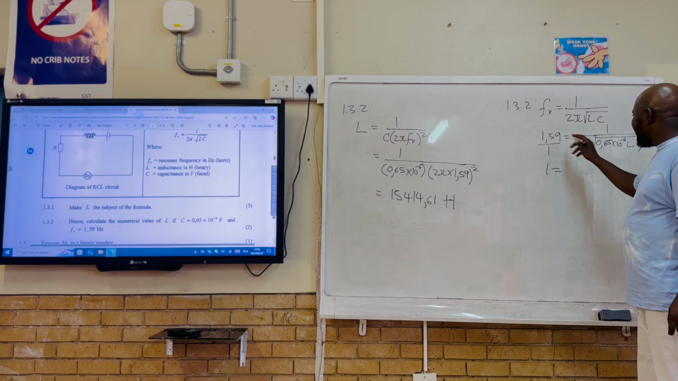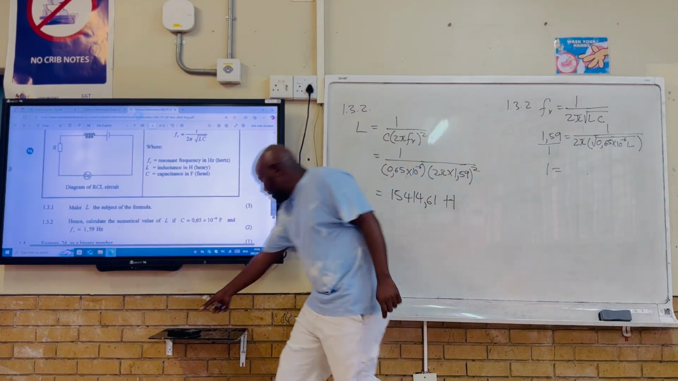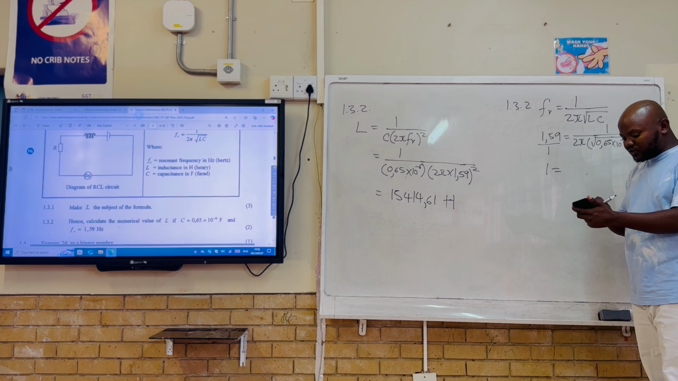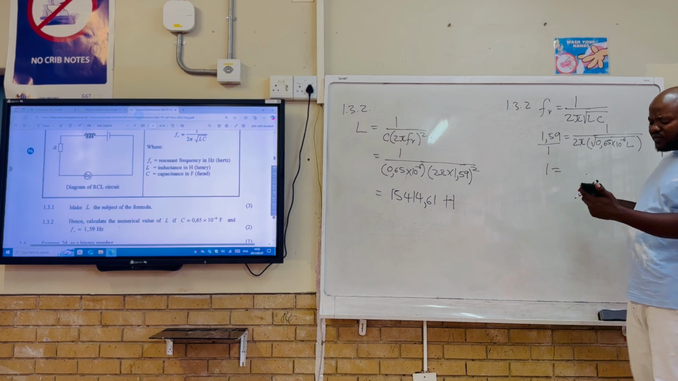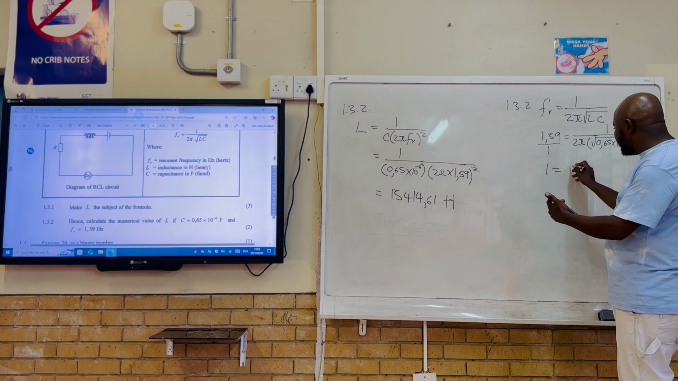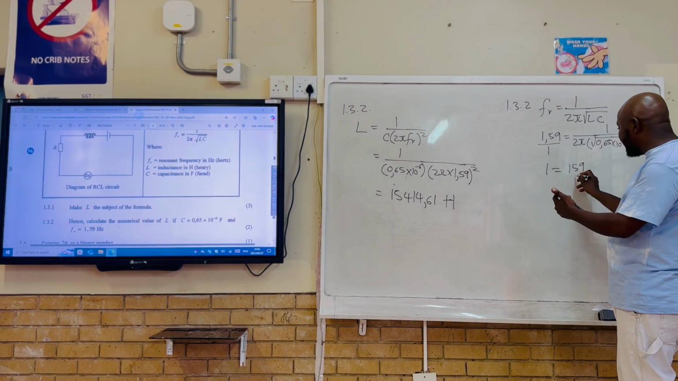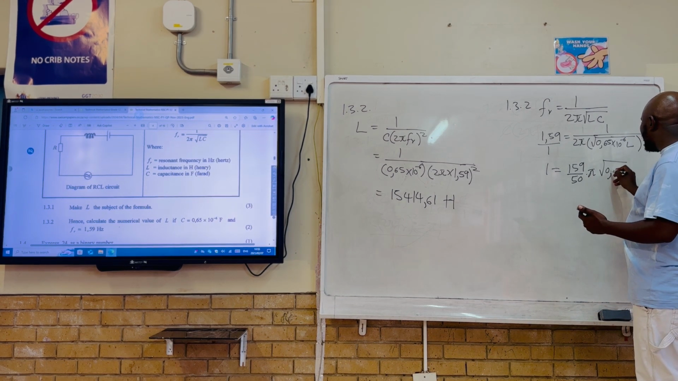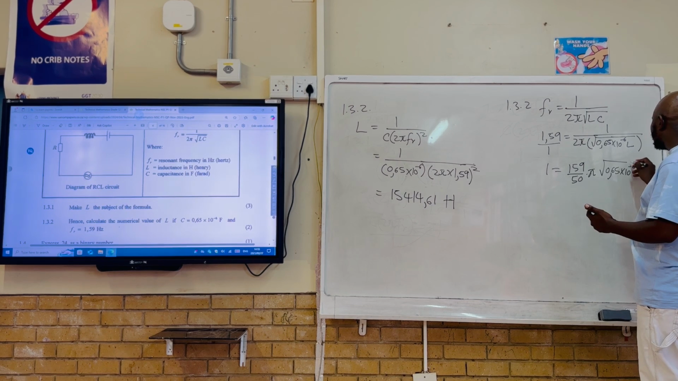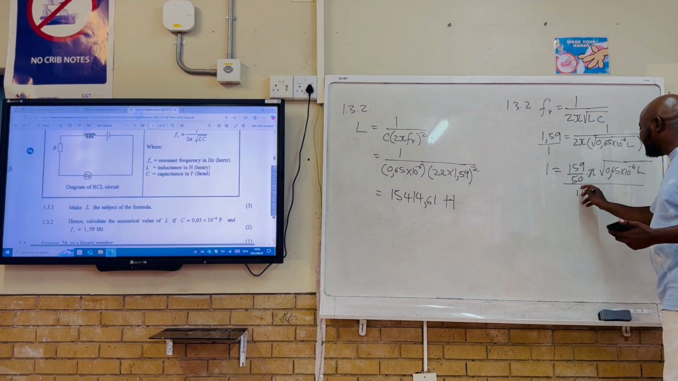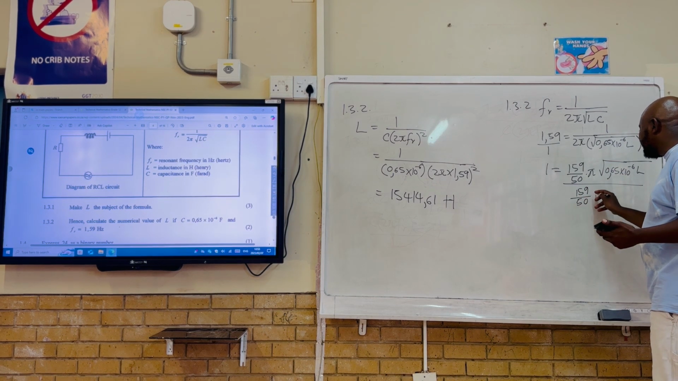1 is equal to 1,59 multiplied by 2 pi. We do not round off, we just write it as pi there. It will be equal to 159 divided by 50 pi, and the root of 0,65 multiplied by 10 raised to the power of -6 there. We are going to divide by this, 159 divided by 50 pi.